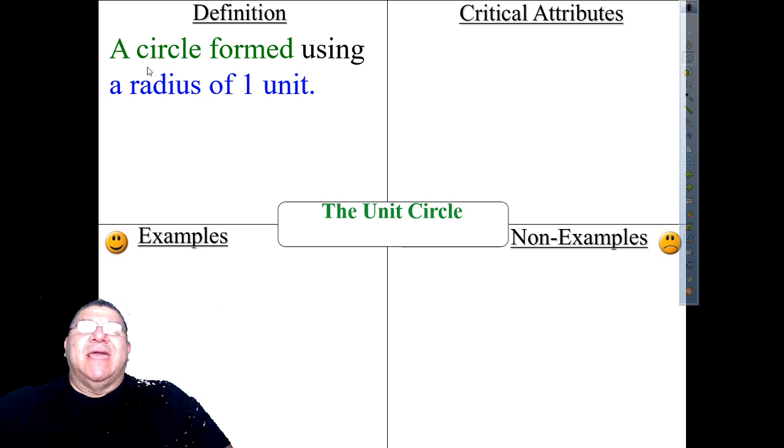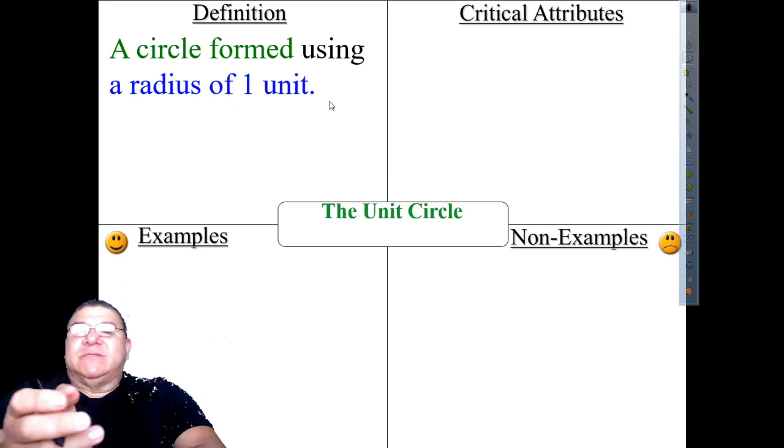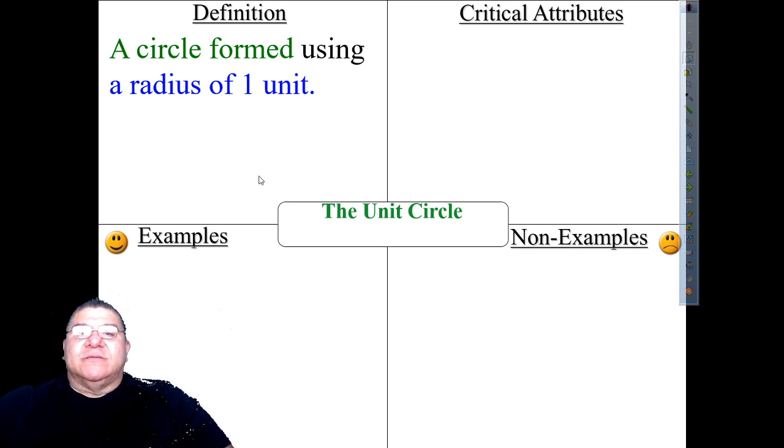So let's find out the definition. Definition: a circle formed using a radius of 1 unit. Oh, that's why it's called a unit circle. The unit circle is a circle formed using a radius of 1 unit. That makes sense, Mr. Q. I know, right?